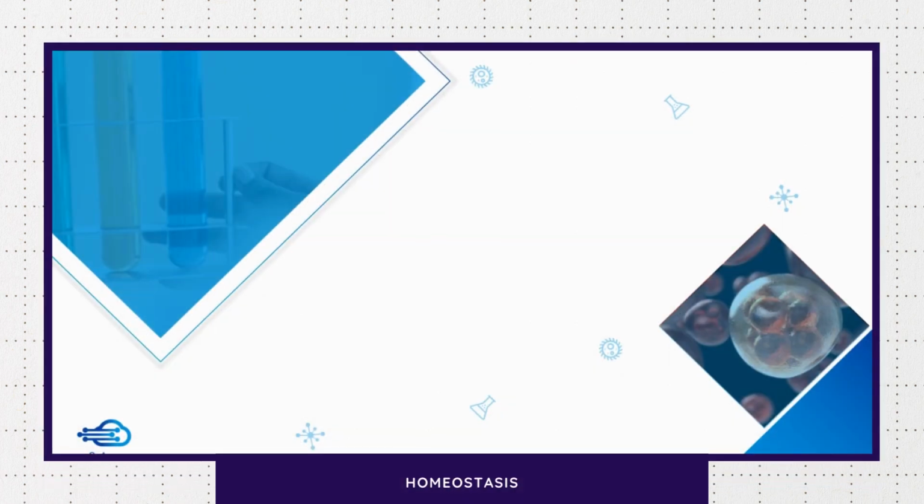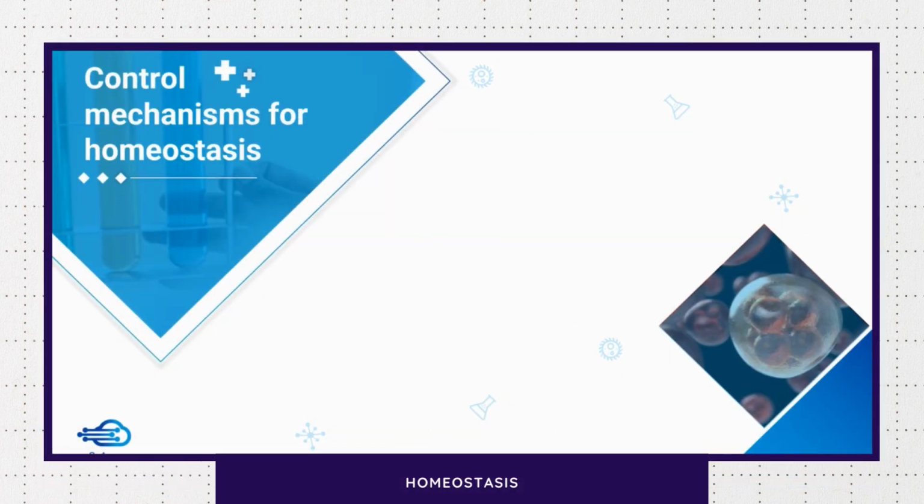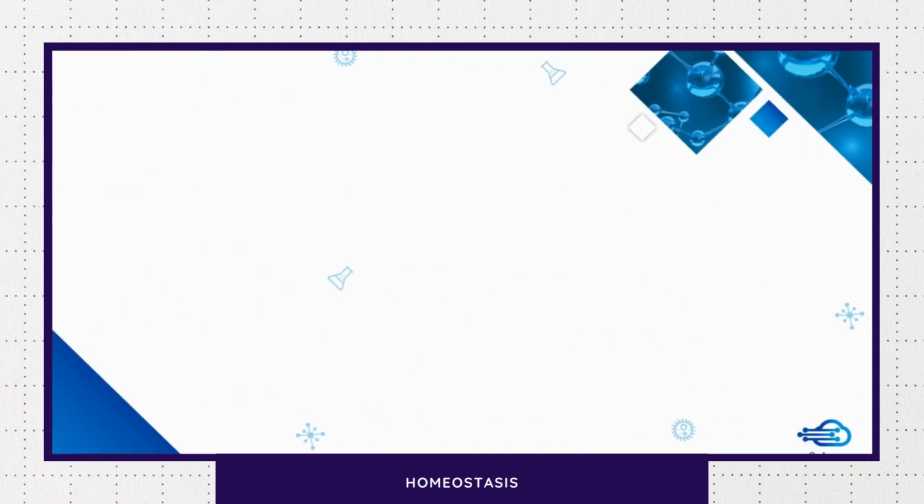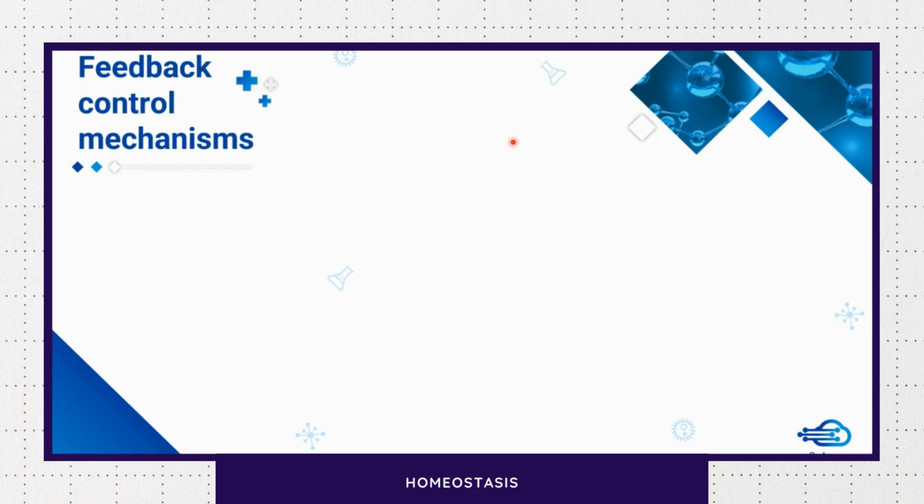So based on this concept, let us see what the broad control mechanisms for homeostasis are. Well, there are feedback control mechanisms, and in feedback control mechanisms we have negative feedback and positive feedback control mechanisms, and there are feed forward control mechanisms. So broadly there is feedback and feed forward. In feedback we have negative feedback and positive feedback mechanisms. So let us see the details of feedback control mechanisms.